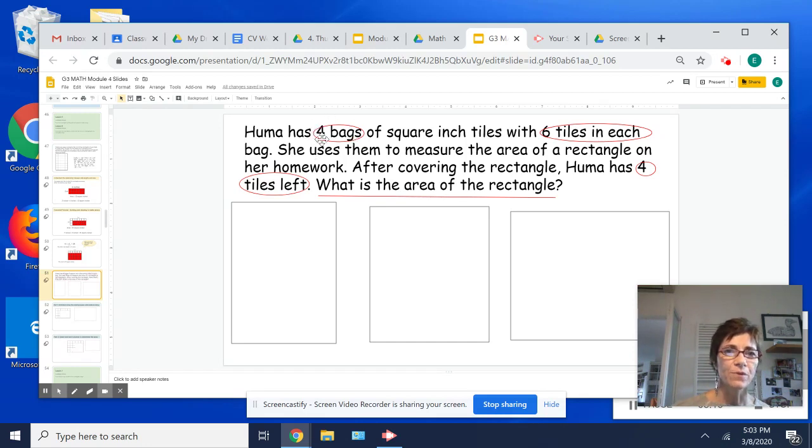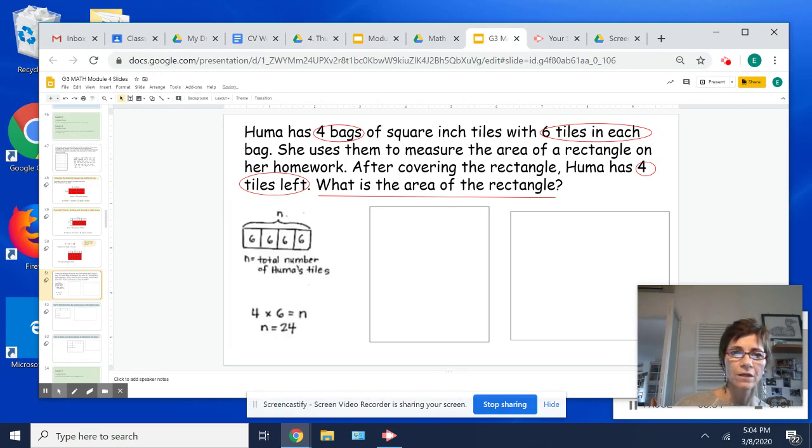we have different steps in this problem. Let's start circling. So Huma has 4 bags of square inch tiles. So she has tiles that are all squares and they're square inches. Okay. In each bag, there are 6 tiles. All right. So what is our first step? Stop the video and think about what the first step is going to be. Okay. If you thought that the first step is figuring out the total number of tiles that she has, you are correct. Okay. There we go.